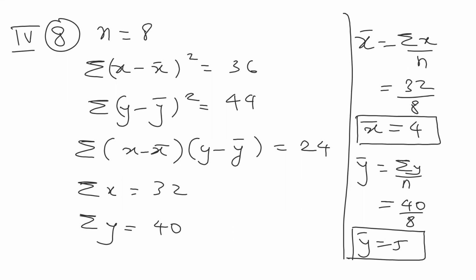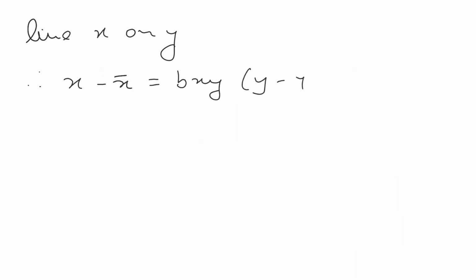Now, if you look at the problem, they are asking you line x on y. So this was the given data, whatever you are seeing right now on the slide. Now line x on y we need to calculate. Therefore, x minus x bar is equal to bxy into y minus y bar. This is line x on y. We know what is x bar and y bar.